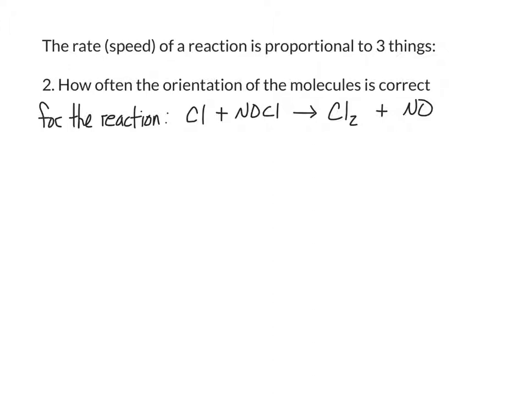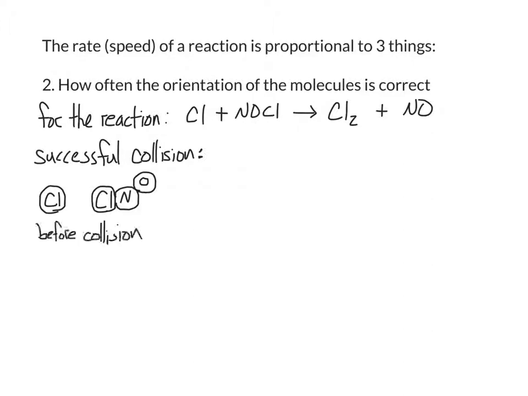Let's look at the reaction between nitrosyl chloride and the chlorine atom to investigate how the rate of a reaction is proportional to how often the orientation of the molecules is correct. First, I'm going to draw a kind of cartoon or reaction scheme of a successful collision. Before the collision, we have the chlorine atom and the nitrosyl chloride in this particular orientation. These arrows represent the vectors of their motion as they're coming together.